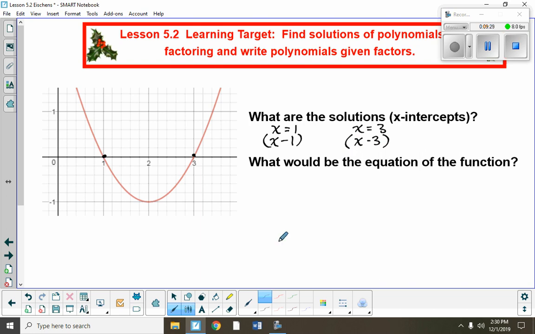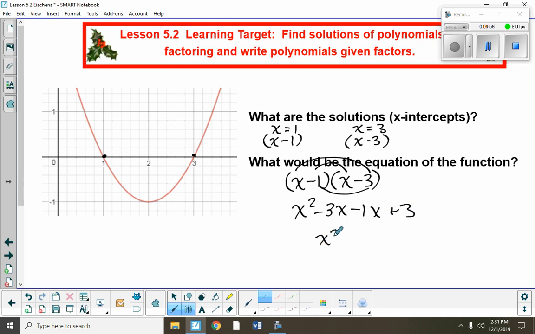It says, what would be the equation of the function? Well, if these are the two solutions, these are the two factors, to find the equation, we would multiply the factors together. So we're just working backwards. So we then have x squared minus 3x minus 1x. So first times first, outer times outer, inner times inner, and then the last times the last is plus 3. Combine like terms. And there is your function. So we could say y equals x squared minus 4x plus 3.